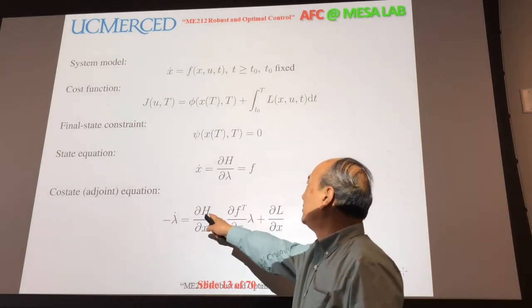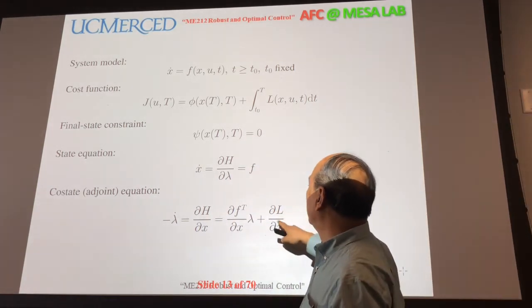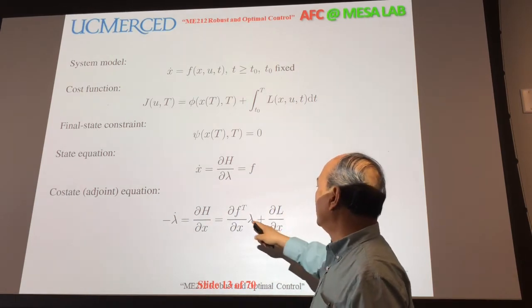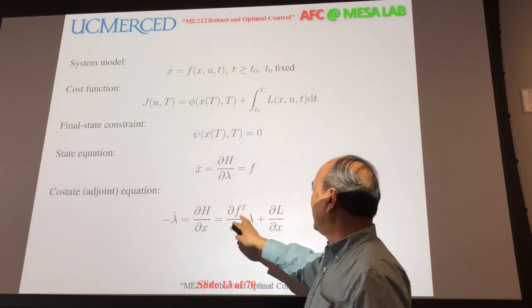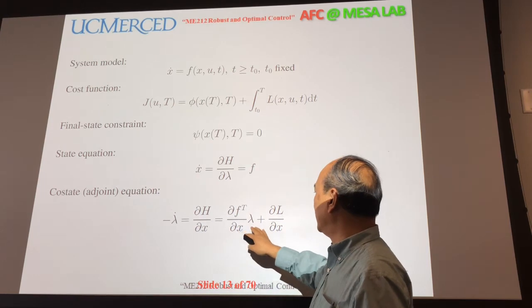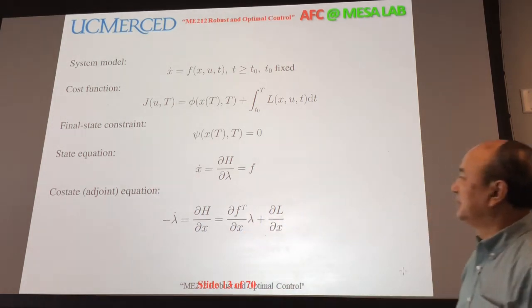Partial f, H you know that is f plus lambda transpose L. So partial x, partial f, partial x, lambda, and partial L, partial x. Okay?